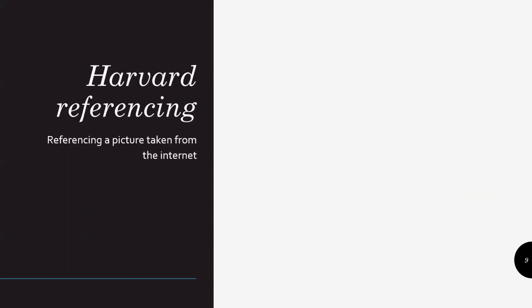One common mistake that students also make, especially when they are doing presentations, is referencing their pictures. It is very important, just like you are referencing any sources or text of information from a website, you need to equally reference a picture that you've taken from the internet. So how do you reference this?